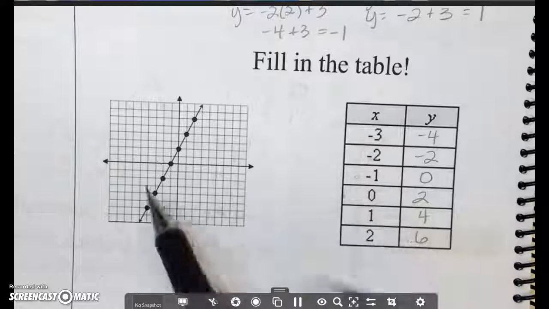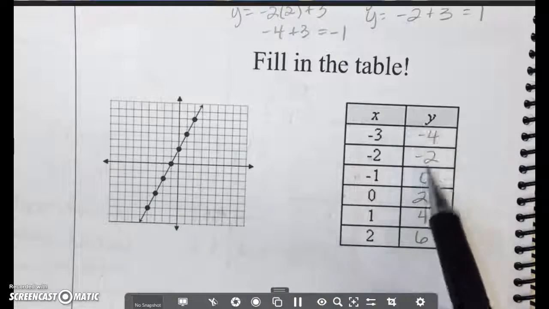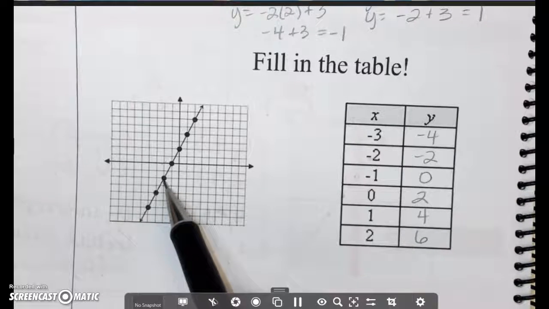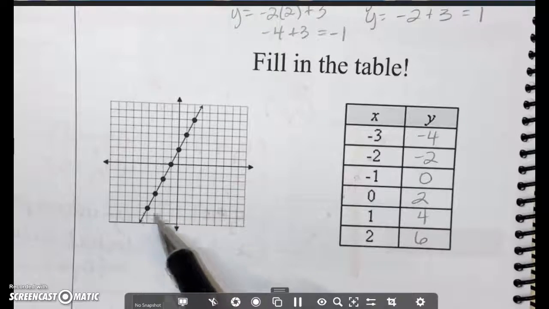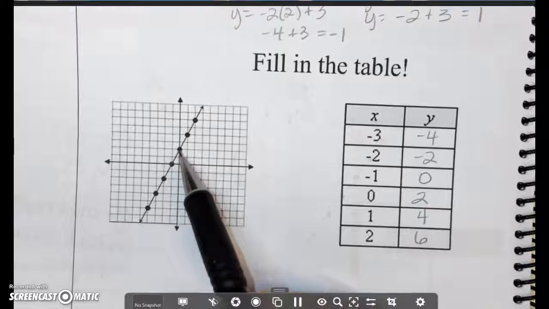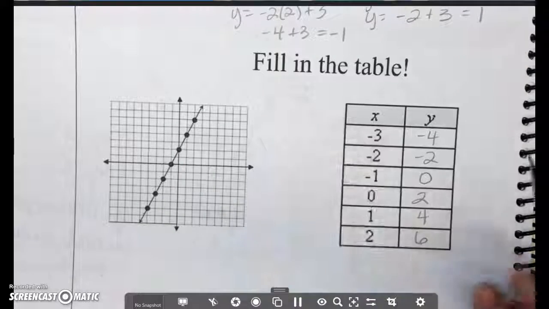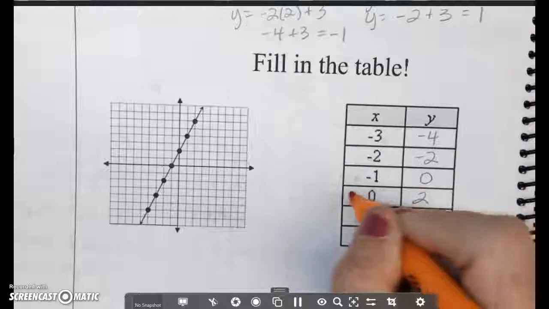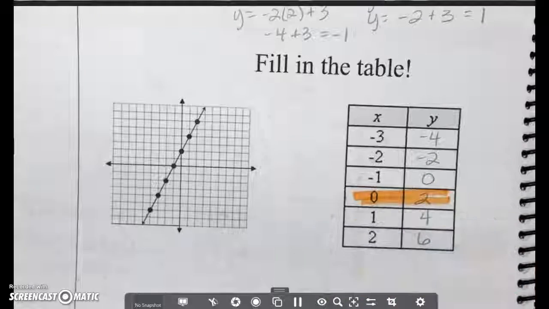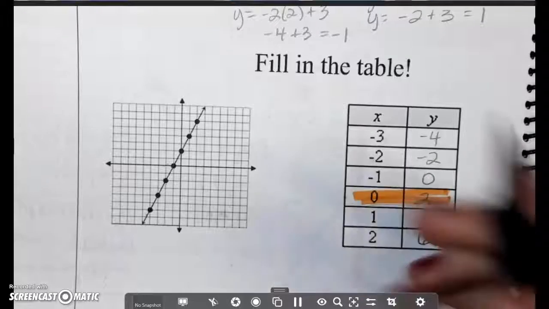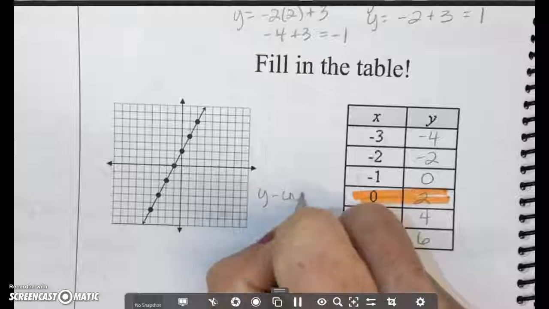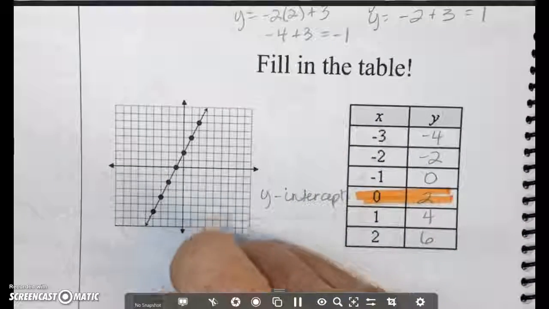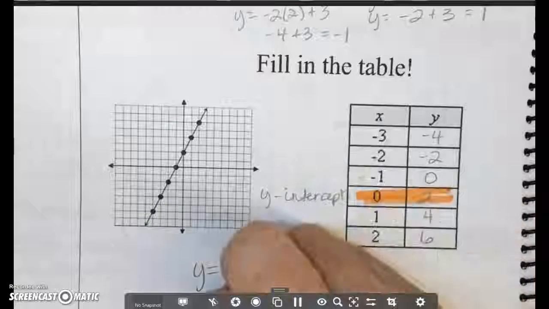Okay, so once we pull all of these coordinate points, these are the outputs that we get. We have negative 3, negative 4, negative 2, negative 2, negative 1, 0, 0, 2, 1, 4, and 2, 6. So we know this one that sits on the y-axis is going to be our initial value, or our y-intercept. So that's always going to be what we start with. We start with that 2.